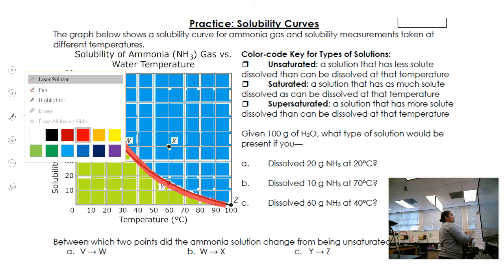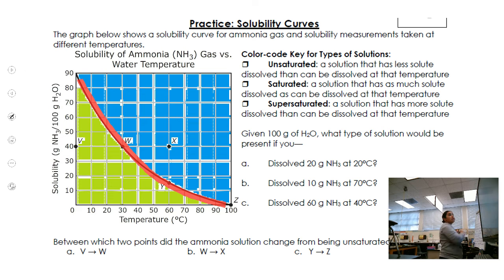So take your color pencils and make sure that you also color in your key. So anything underneath the line is unsaturated. So use your color for that. Anything that's on the line is going to be considered saturated. And anything that's above the line is going to be considered supersaturated. So what kind of solutions do you have if you have these combinations?